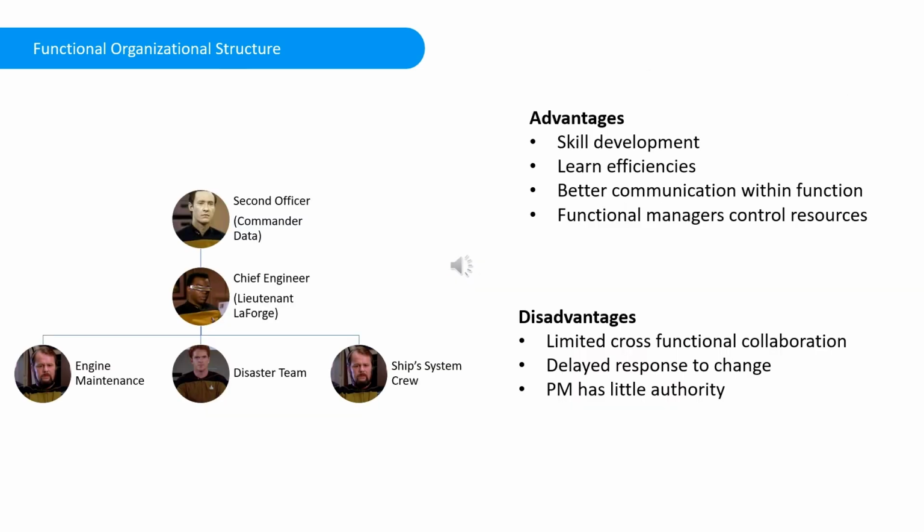Some benefits of a functional organizational structure would be that people stay in their jobs for a very long period of time. So they develop more skills, they learn more efficiencies, and they have better communication within the function itself. Some drawbacks include limited cross functional collaboration, and there's typically a delayed response to change, and the project manager has very limited authority because of all of the layers that we have to go through to get to the captain.